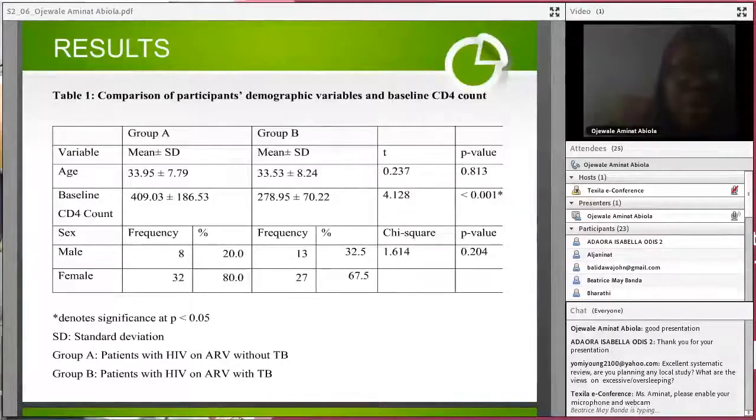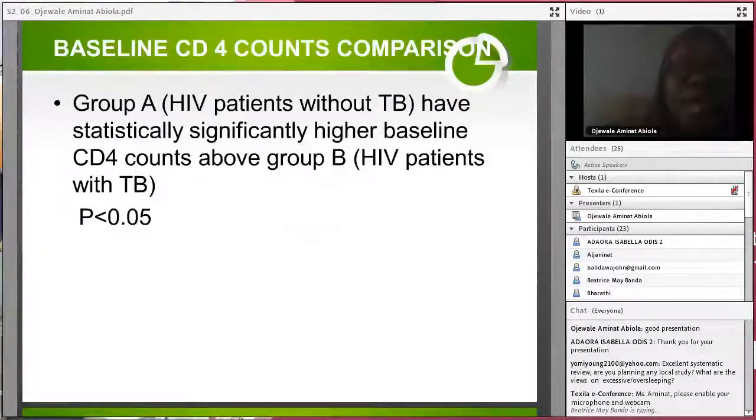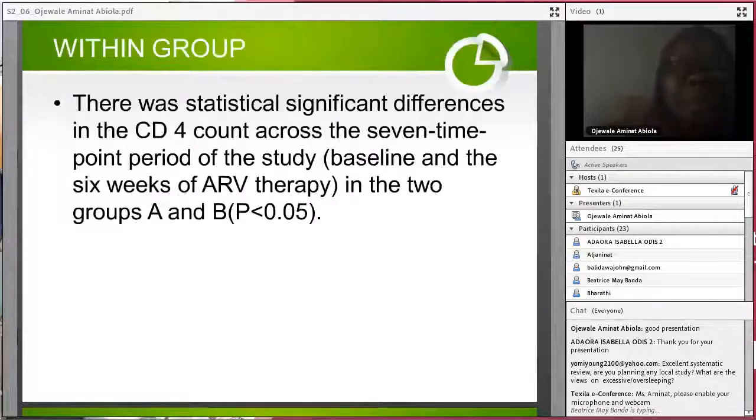The results of the study show that group A, who are HIV positive patients without tuberculosis, have statistically significantly higher baseline CD4 counts than group B, who are co-infected, using the cutoff p-value of less than 0.05. There was a statistically significant difference in the CD4 count across the 7-point period of the study, that is the baseline CD4 and the 6 weekly CD4 done in the two groups A and B. That is the within-group comparison of the CD4 counts.